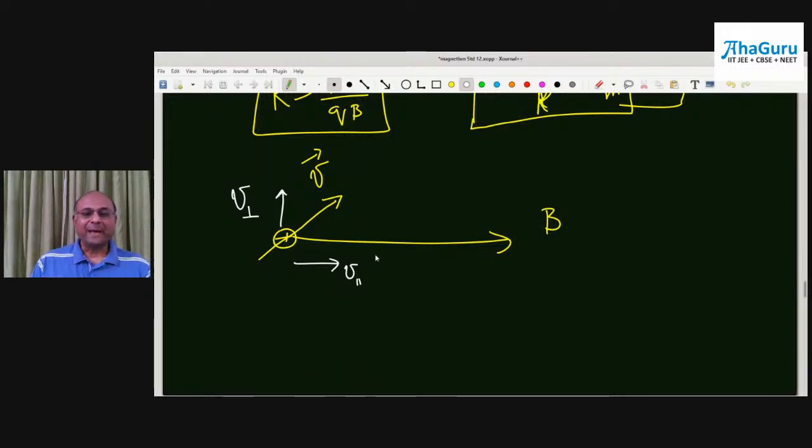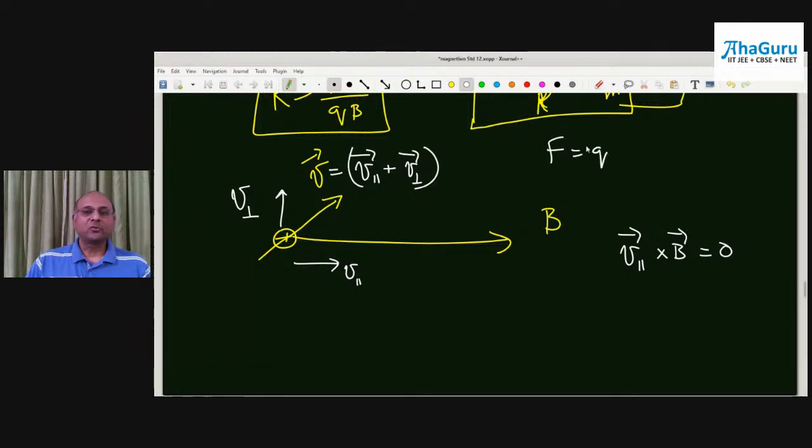Now you know that v parallel cross B is going to be 0, because for two parallel vectors the cross product is 0. You can think of the v vector as v parallel vector plus v perpendicular vector. And for the force F, which is Q v cross B, the v parallel will not matter, because v parallel cross B will become 0. So you'll only end up getting v perpendicular cross B. This you already know: it is perpendicular to the velocity, perpendicular to both v and B.